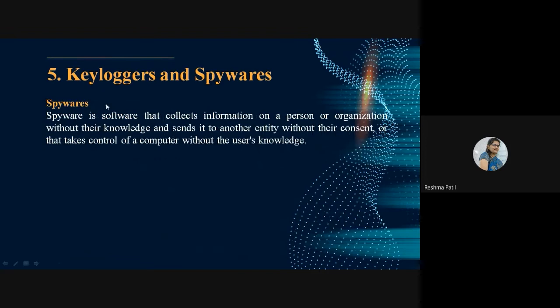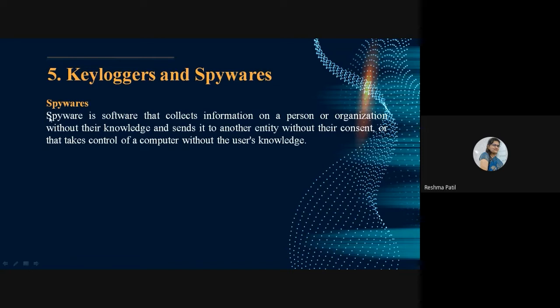Next is spyware. Spyware is a software that collects information on a person or organization without their knowledge and sends it to another entity without their consent, or that takes control of the computer without the user's knowledge. It is a software that is going to collect your information. That information could be your sensitive information. So it is collecting information on a particular person or organization, and you or that organization don't know someone is going to collect your information.